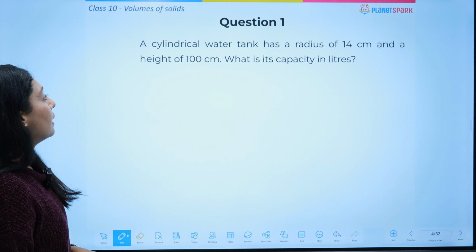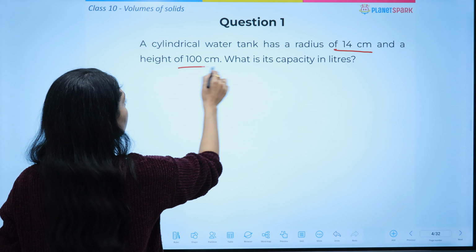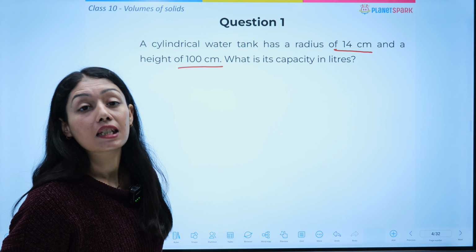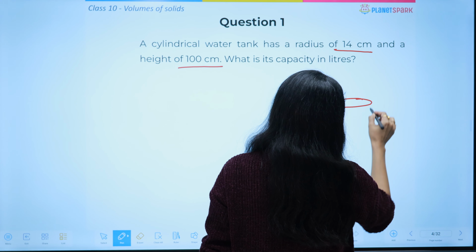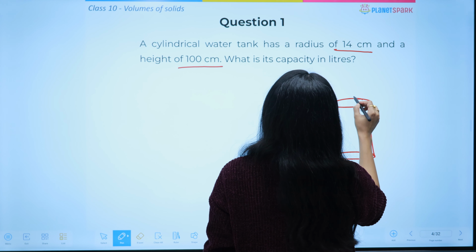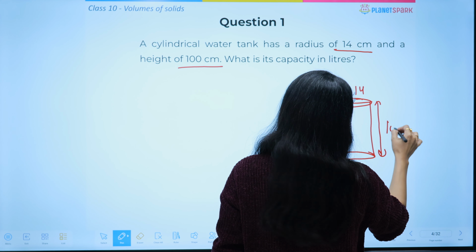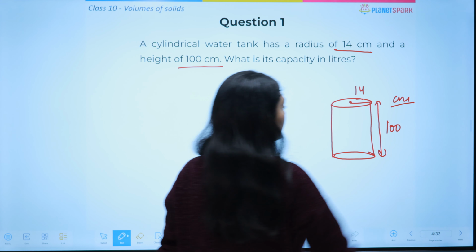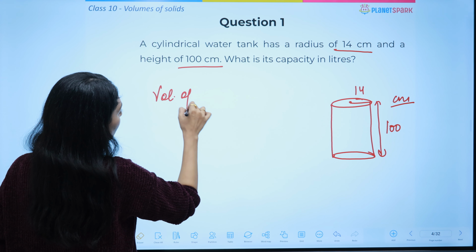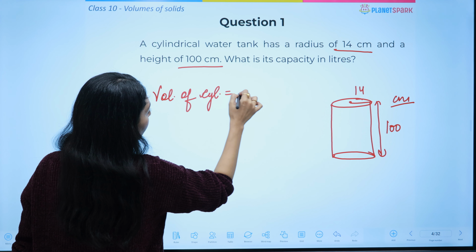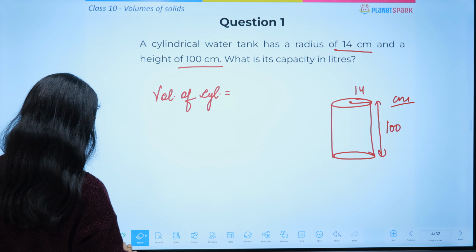First question. A cylindrical water tank has a radius of 14 centimeter and a height of 100 centimeter. What is the capacity in liters? Directly, we have only one shape here, that is a cylinder. So we can put the values here. Radius is given to be 14 centimeter. What height is given to us? 100 centimeter. Okay, everything in centimeter. So we can directly use the formula for the volume. Volume of cylinder is given by, yes everybody, pi r square h.